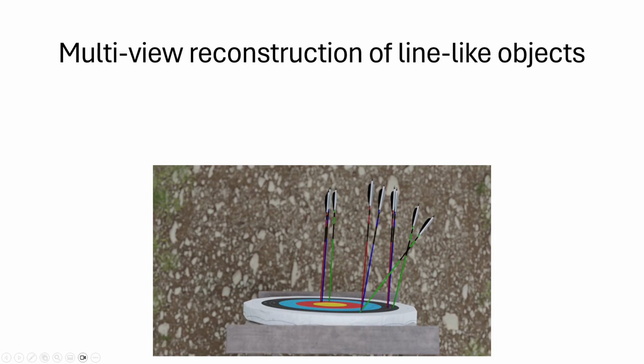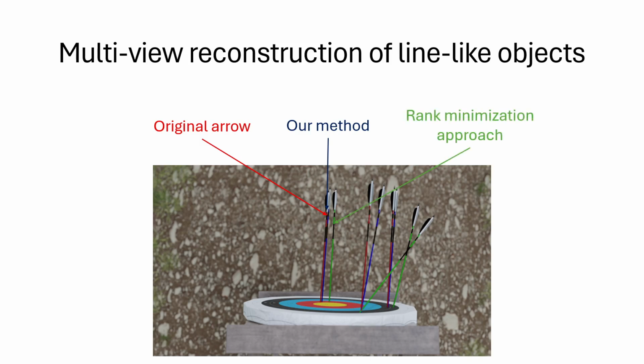At the end, we will look at the results of our archery experiment. The original arrows are highlighted in red. We compared our approach, indicated by blue arrows, with a method from a multi-view geometry in computer vision textbook, indicated by the green color. It is clear that our method produces better results than the rank minimization approach from the textbook.